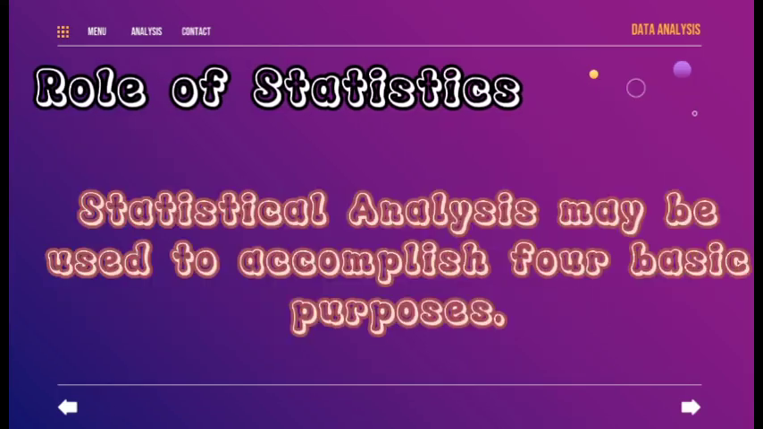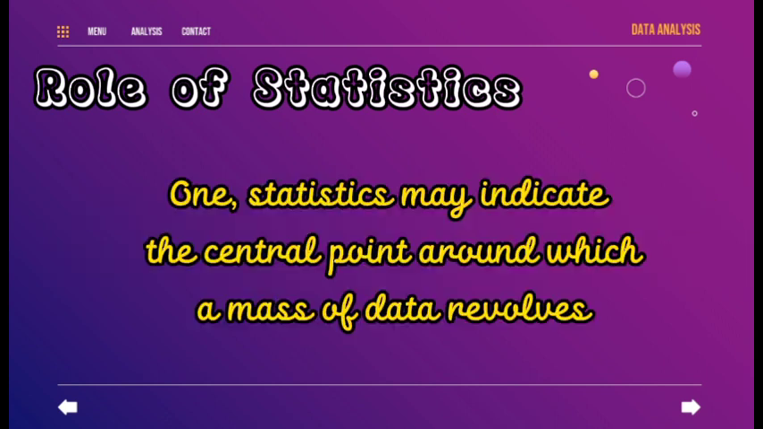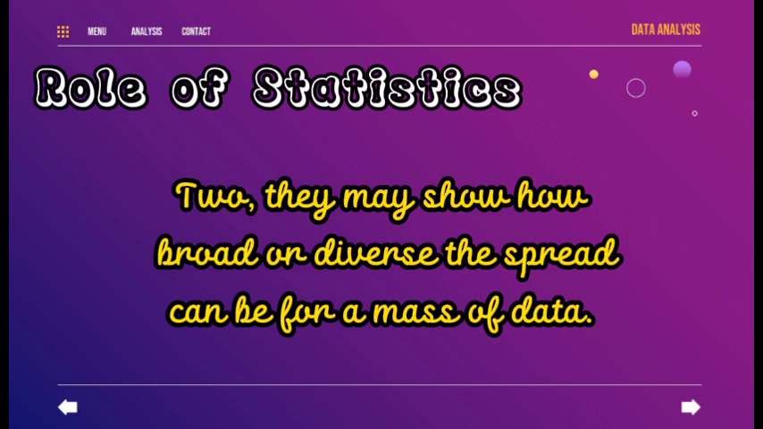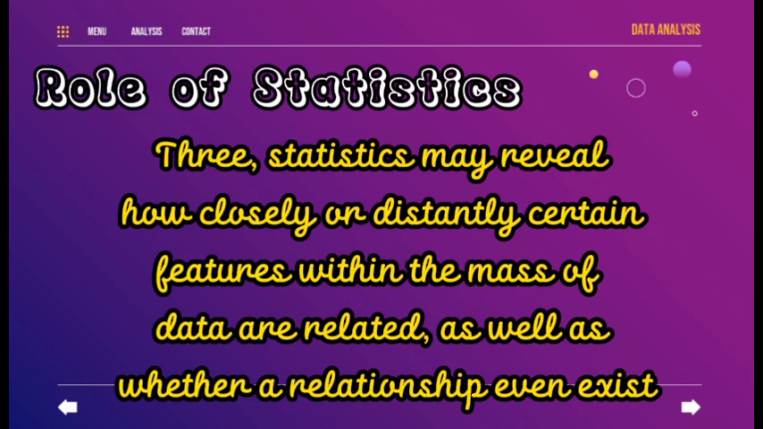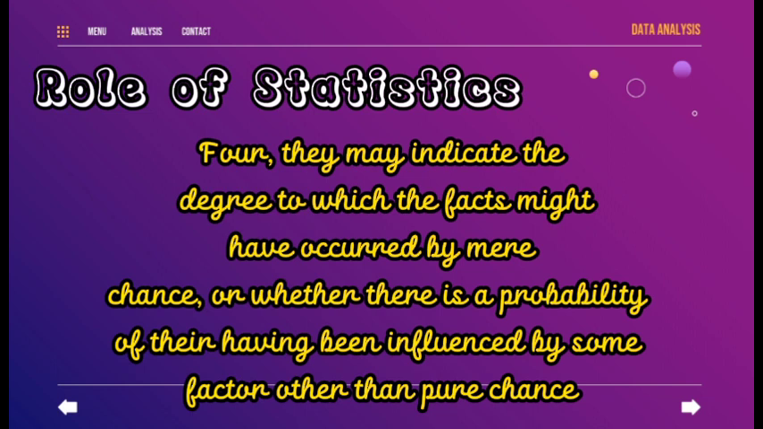Generally speaking, statistical analysis may be used to accomplish four basic purposes. 1. Statistics may indicate the central point around which a mass of data revolves. 2. They may show how broad or diverse the spread can be for a mass of data. 3. Statistics may reveal how closely or distantly certain features within the mass of data are related, as well as whether a relationship can exist. 4. They may indicate the degree to which the facts might have occurred by mere chance, or whether there is a probability of their having been influenced by some factor other than pure chance.